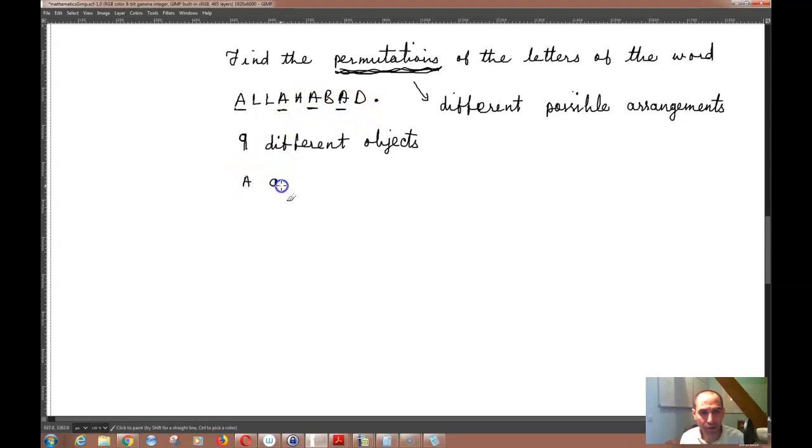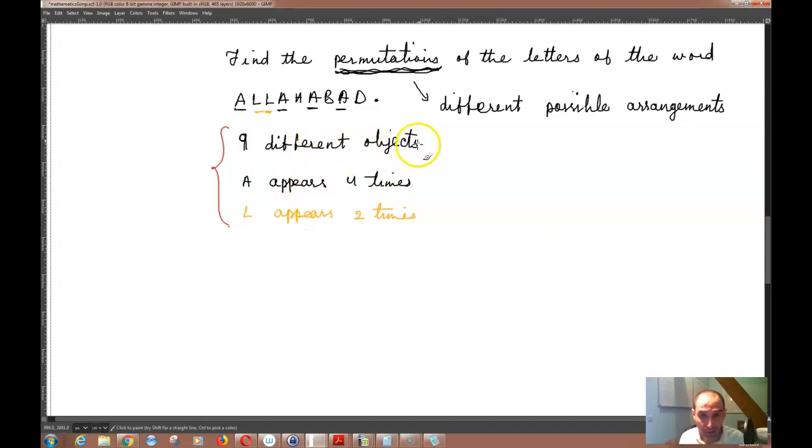So A appears 4 times. And then for example, L appears 2 times. And then H, B, and D. So that's it. That's all the information that we have.